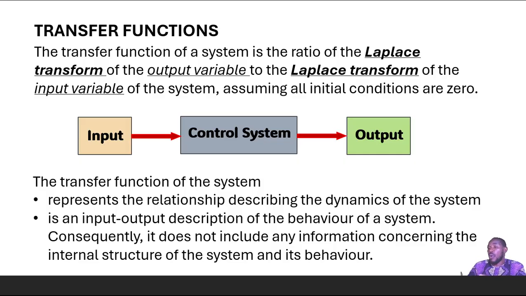Okay. So when we define the transfer function of a system, we define it as the ratio of the Laplace transform of the output variable to the Laplace transform of the input variable of that system. And the assumption is that all initial conditions are 0.